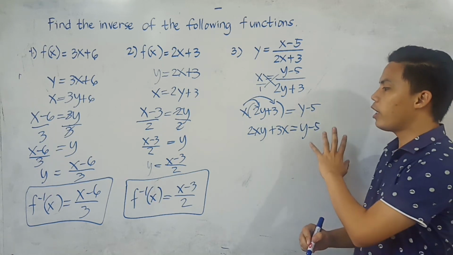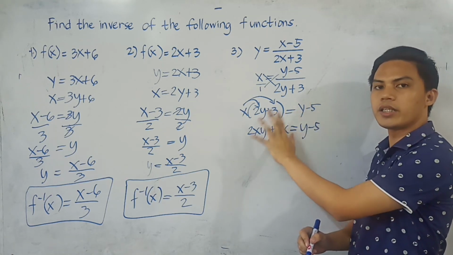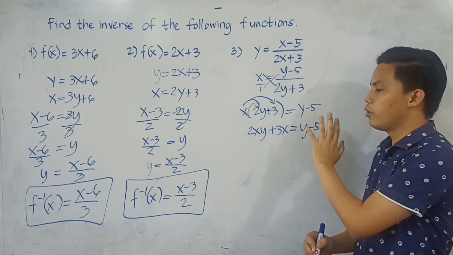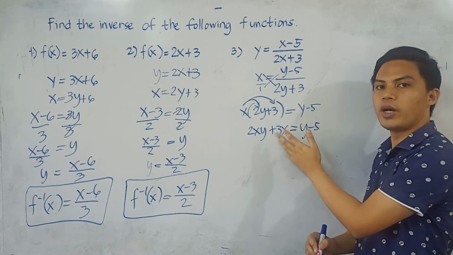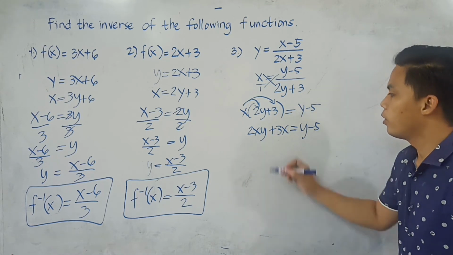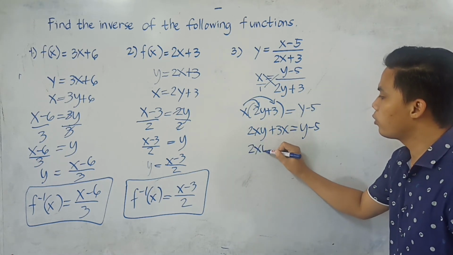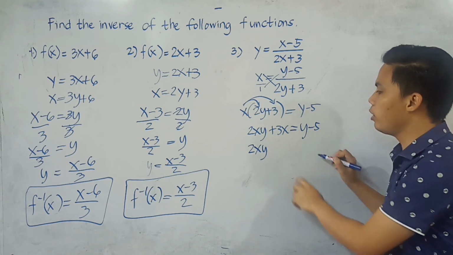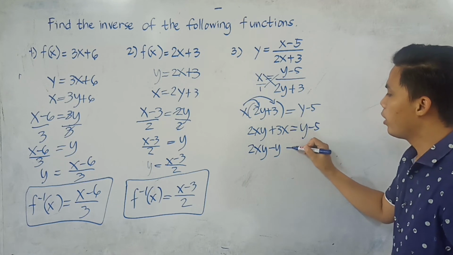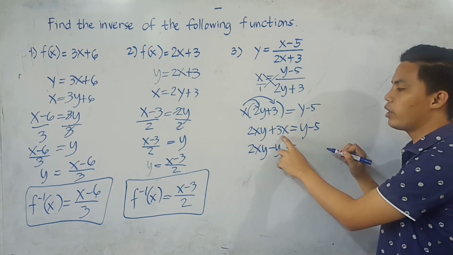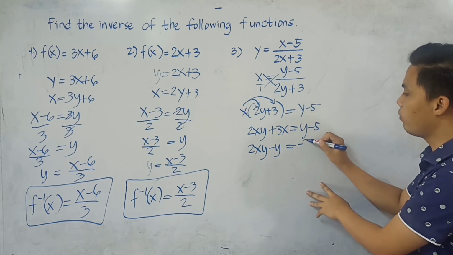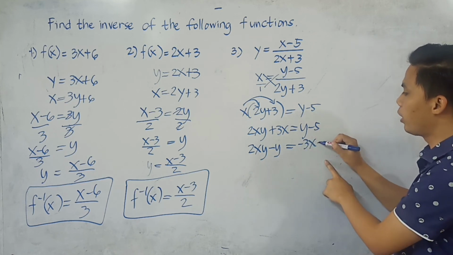Okay. So lahat ng may values ng y ilalagay natin sa isang side. Lahat naman ng terms na walang values ng y ililipat natin sa kabila. So ilalagay natin sa left side si 2xy at saka si y. So ililipat natin siya magiging negative y. Is equal to negative 3x or positive 3x ililipat natin sa right side magiging 3x. Then copy yung negative 5.